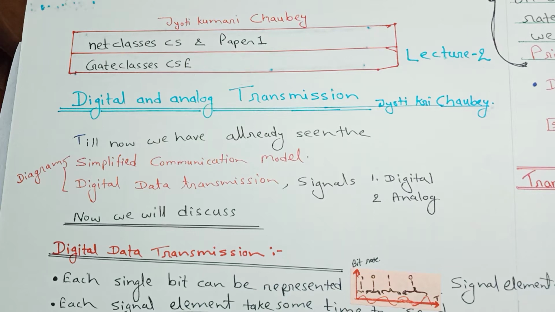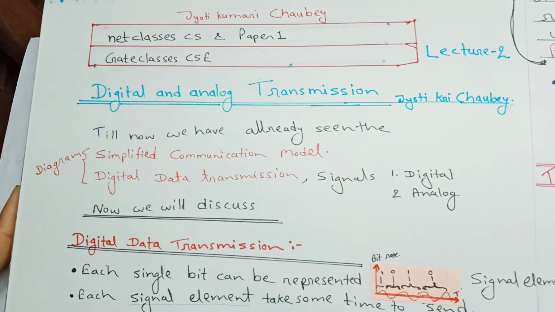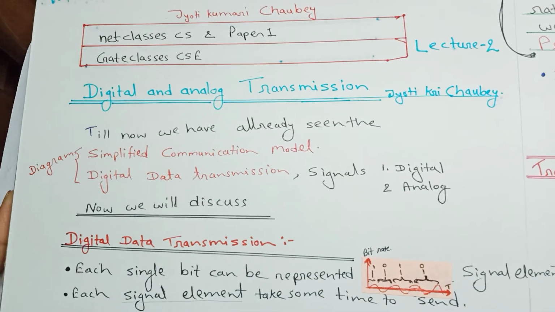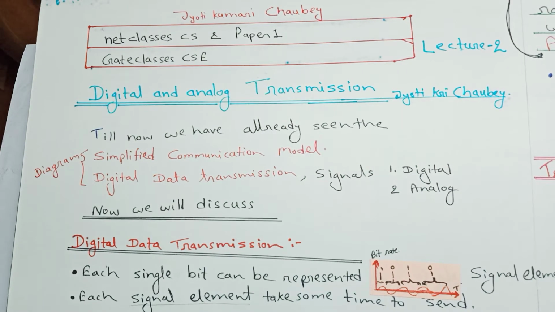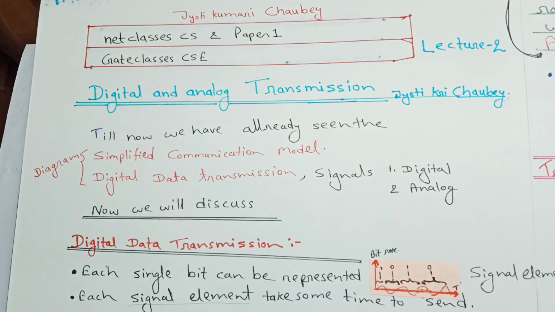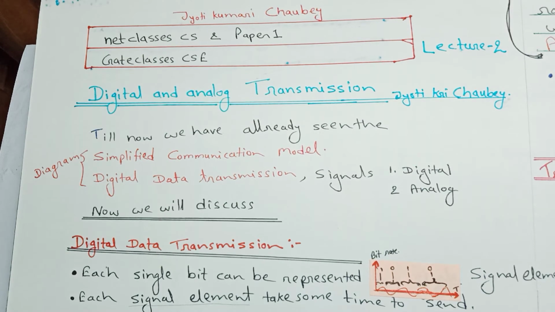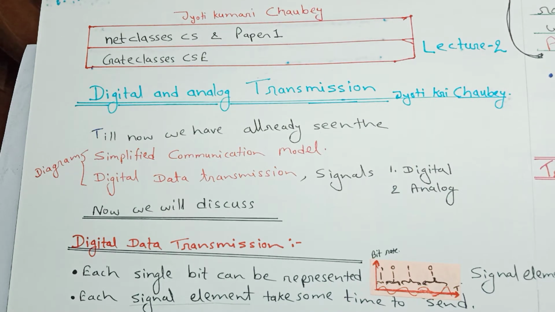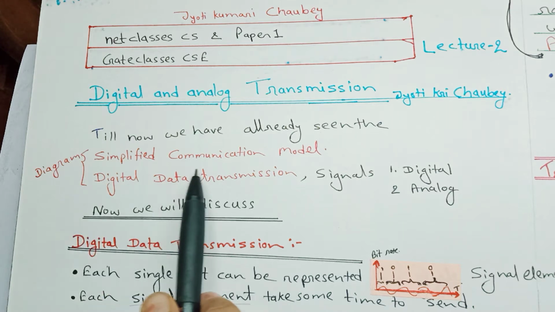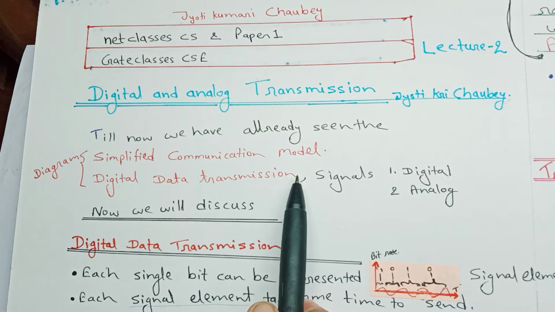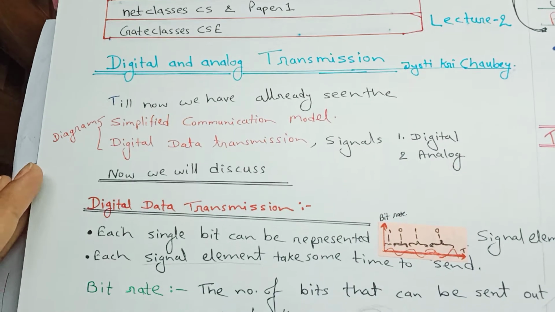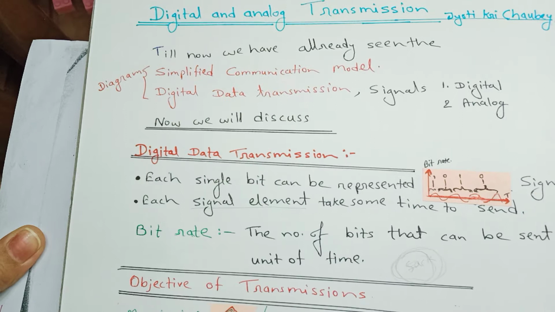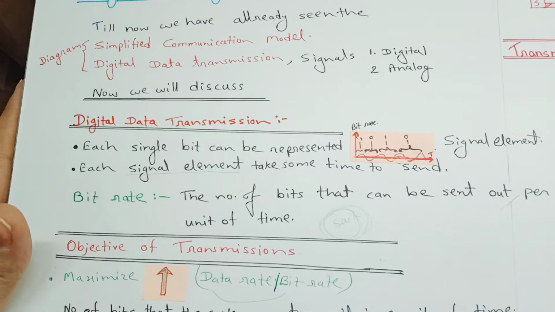Okay, now come to the topic, digital and analog transmission. What is digital and analog transmission? Digital means binary, digital means 0 or 1. Okay, and analog is continuous. Till now we have already seen the simplified communication model in the previous lecture. Now we will discuss digital data transmission: how digital data is transmitted via mediums.